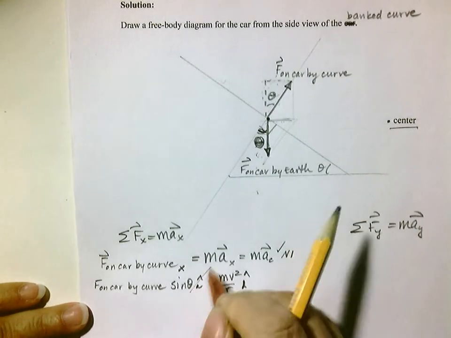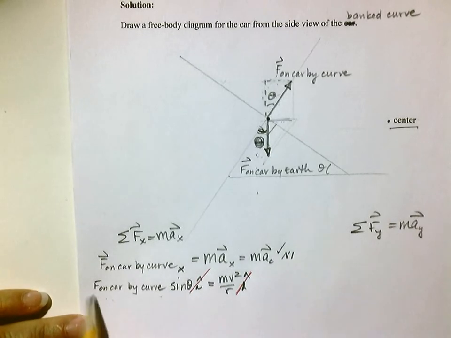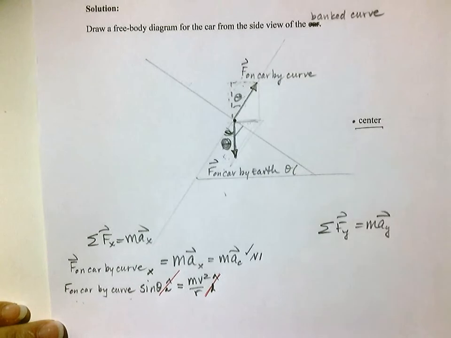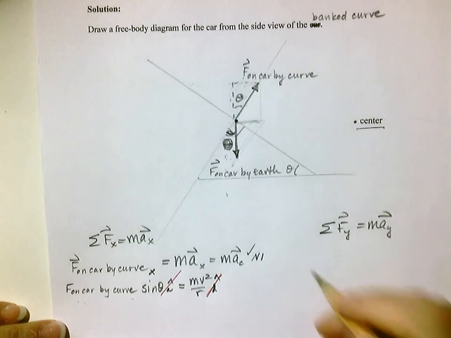Okay, the i hats cancel out. And here's a problem though. I do not have force on car by curve, and I also don't have the angle theta. So that means I have two unknowns. Two unknowns means, that's right, two equations. So that means I need to do the y direction.